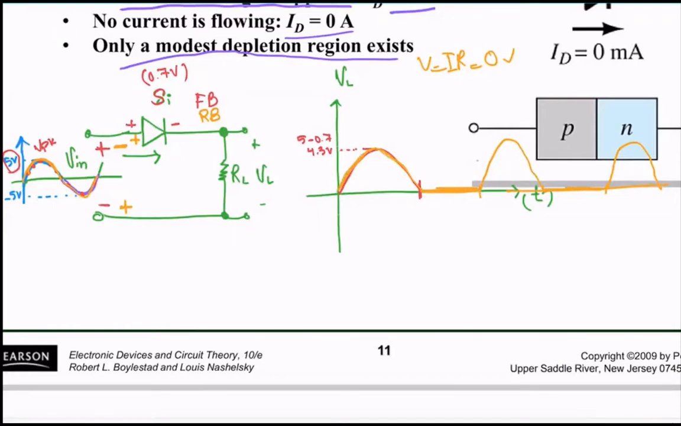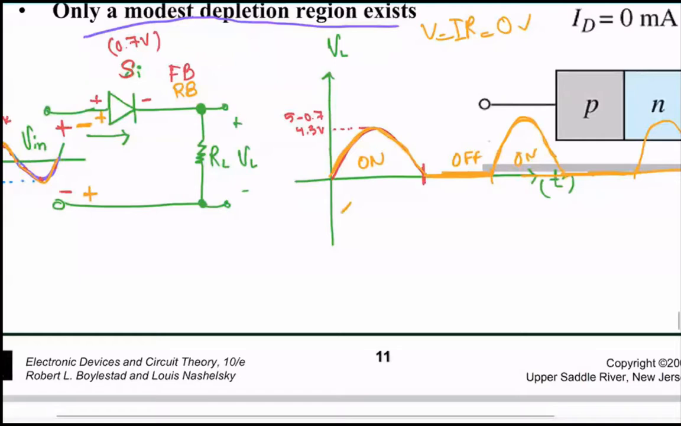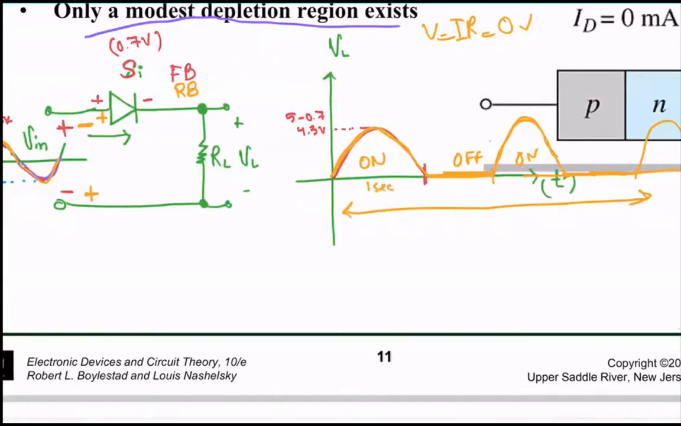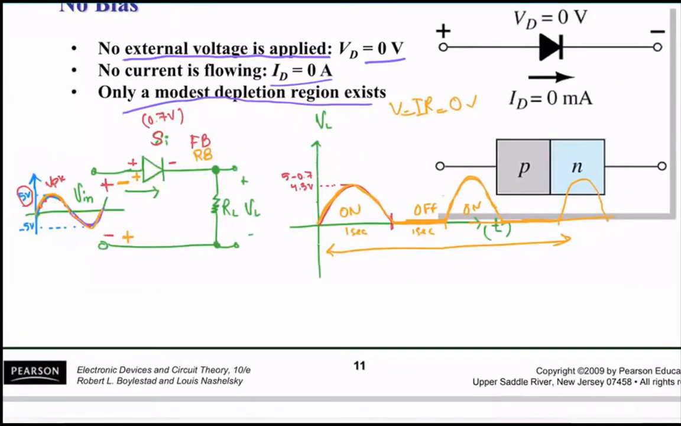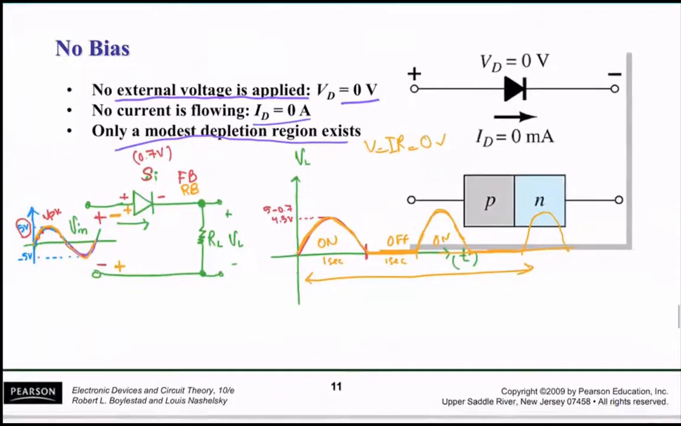In a lot of applications you need something like this. It's kind of like an on and off thing. This time is on, this time is off, this time is on. If you can set the time period so that for 1 second it's on and 1 second it's off, you can make a sort of digital circuit out of that. So that's one of the applications of the diode.